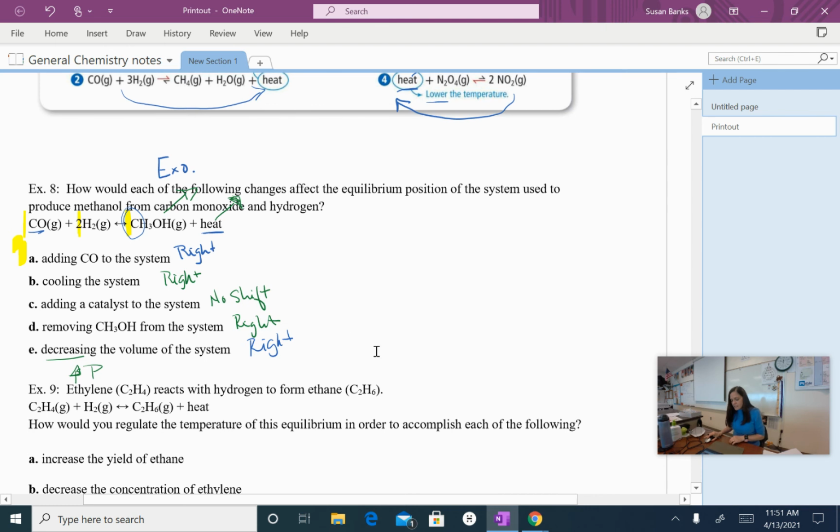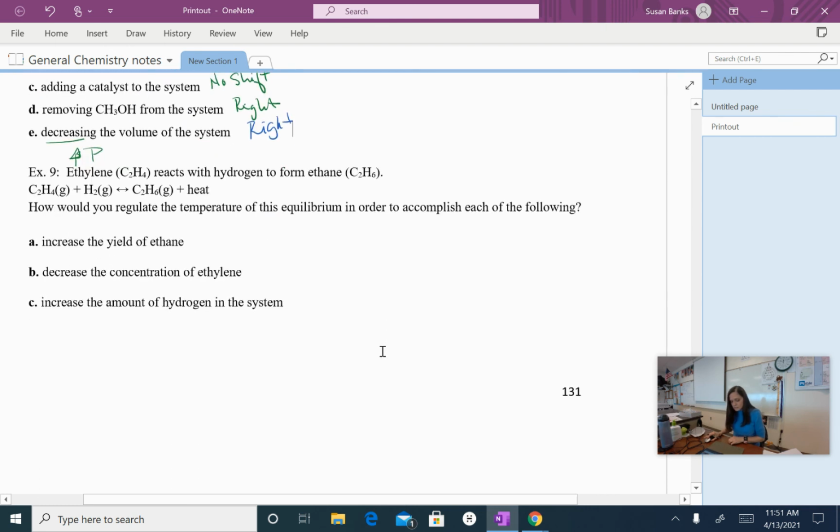All right, here's some more examples. All right, ethylene reacts with hydrogen to form ethane. Okay, so I have ethylene plus hydrogen going to give me ethane and heat. Once again, this is an exothermic reaction. Heat is a product. How would I change the temperature? Would I raise it? Would I lower it of this equilibrium system in order to accomplish some of the following?